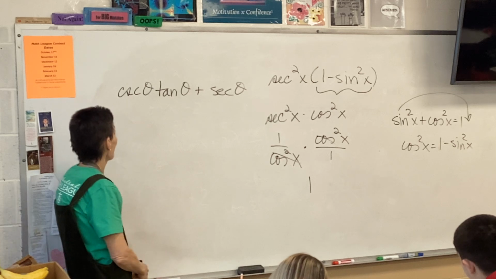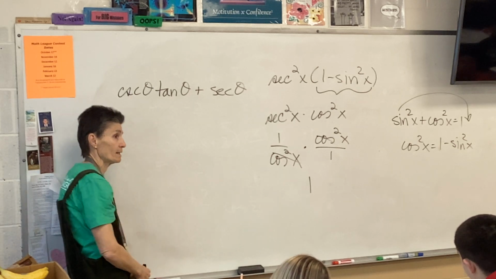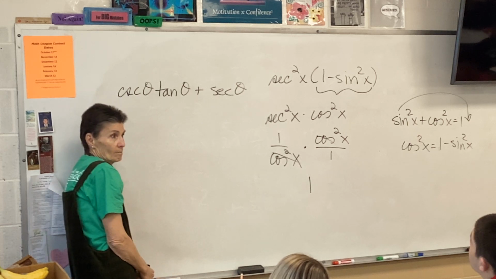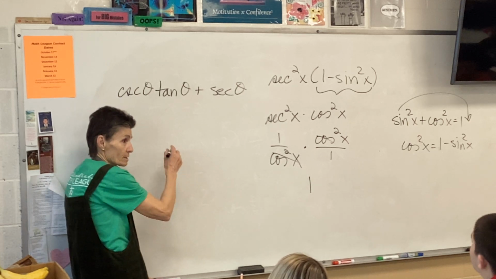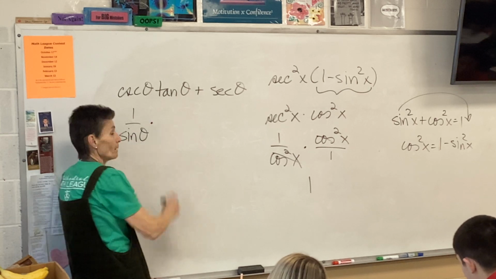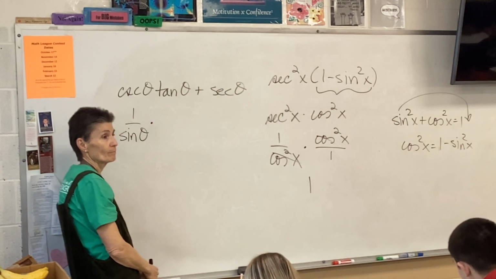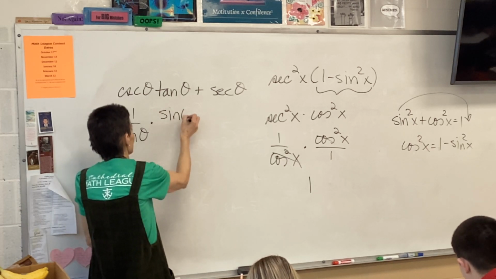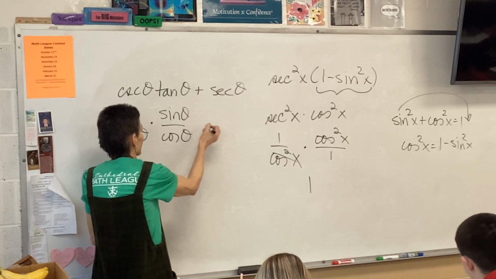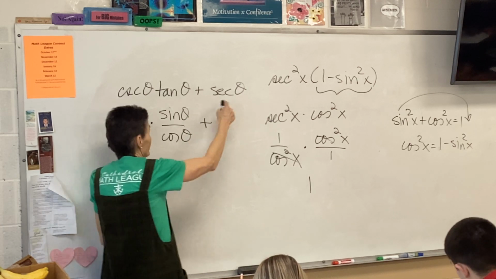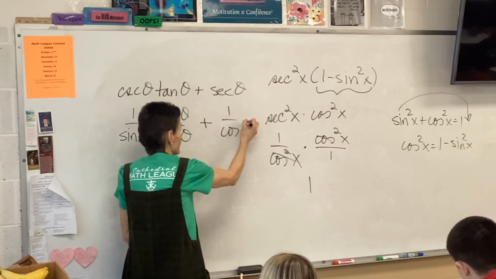What are we thinking about? When we see a cosecant, what pops into your head? 1 over sine. And what about tangent? Sine over cosine. And then we have a plus 1 over cosine, secant.